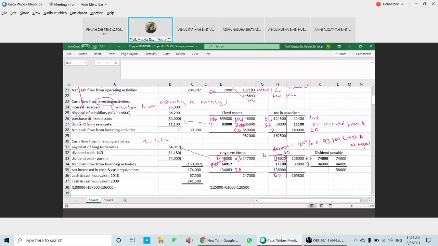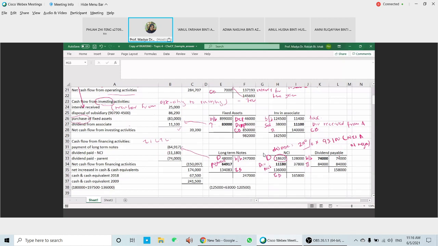So the share of NCI is 20%, so 20% times 93,100. This is the one that you dispose. To balance here you have 11,180, which means this one is a dividend paid. This is the dividend paid to the NCI. And then the dividend paid by the parents.